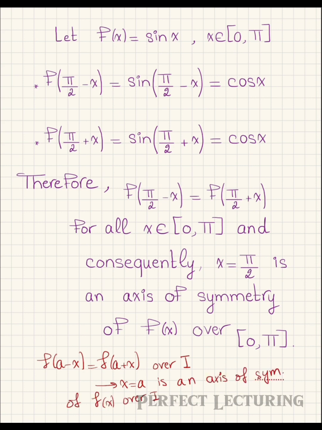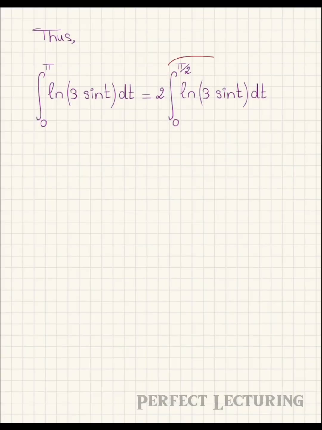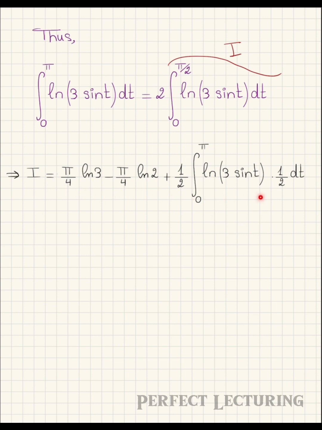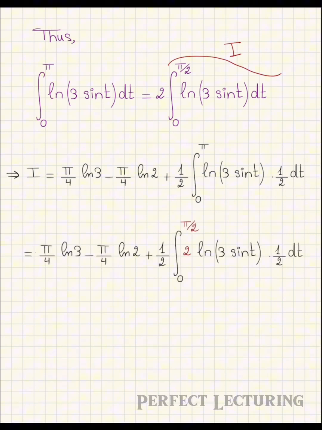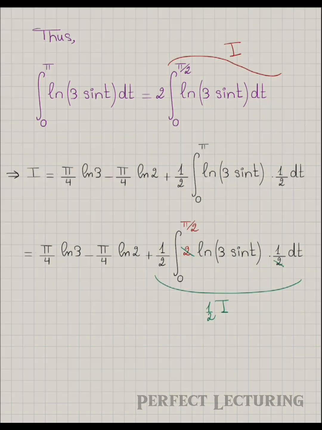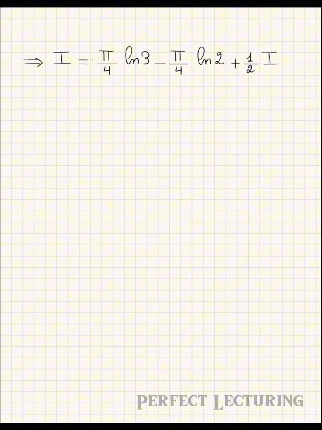How would this help us? Well, the integral that we have from 0 to pi can be now written as 2 times the integral from 0 to pi over 2. And the integral I pops up again, which means that this expression we stopped at can be expressed like this now. These twos cancel out, and this becomes 1/2 I. So the integral question is now transformed into a very simple equation. We're just solving for I now.